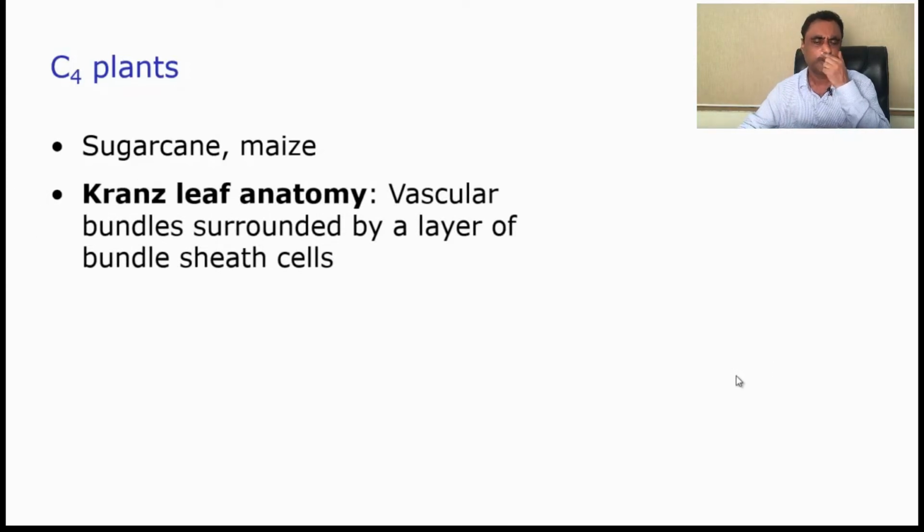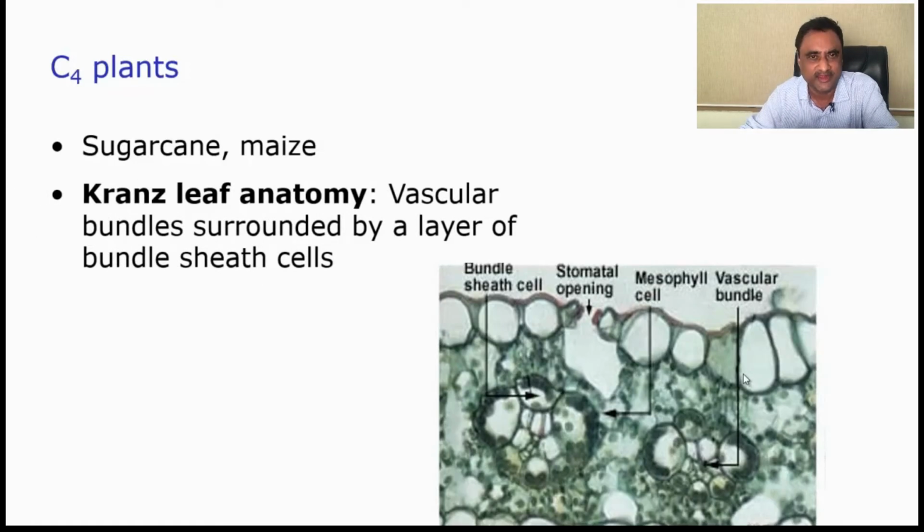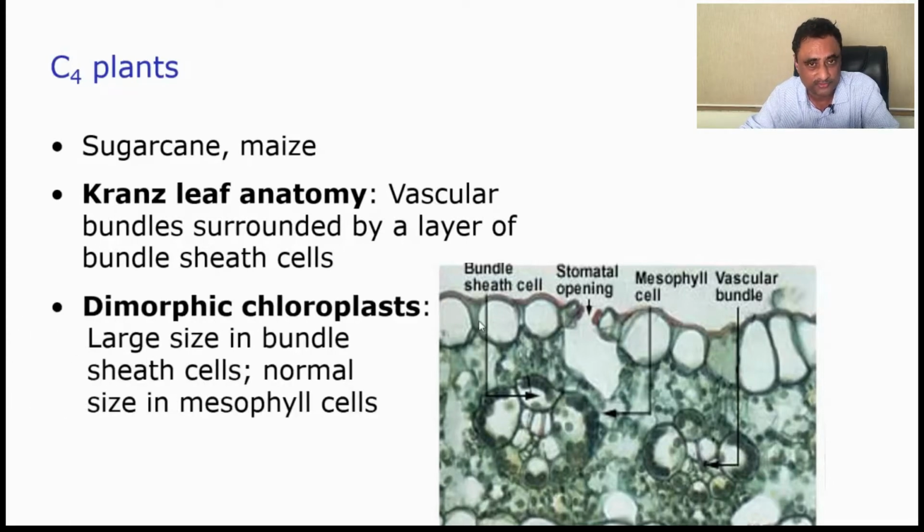So first of all, let's learn what exactly Kranz anatomy is. Have a look at this diagram. This is the anatomical structure of the leaf, you can see there. This is a bundle sheath, and this is a mesophyll. So we say there is dimorphic chloroplast, or dimorphism. What is the meaning of dimorphism? That there are two different types of chloroplast, the bundle sheath chloroplast and the mesophyll chloroplast.